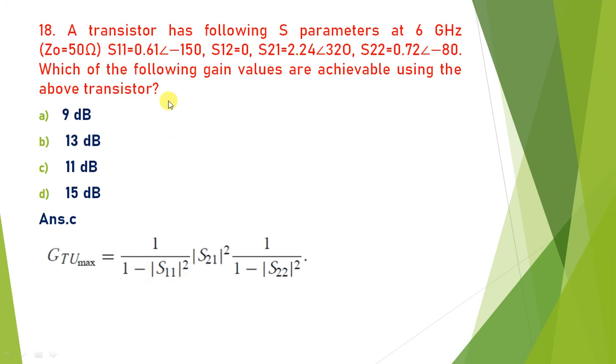A transistor with S parameters as given, S11, S12, S21, S22 at 6 gigahertz. Which of the following gain values are achievable? So we have to find the value of gain. The equation of the gain is GTU max is equal to 1 upon 1 minus mod S11 square, multiplied by S21 square, multiplied by 1 upon 1 minus S22 square. Put the values of S11, S22 and S21 in magnitude only. So S11 is 0.61, S21 is 2.24 and S22 is 0.72. You will find the value equal to 11 dB.